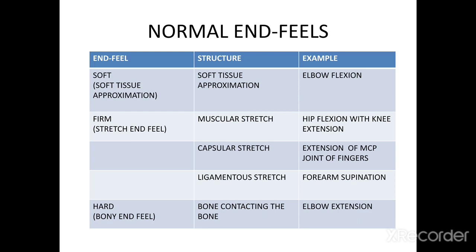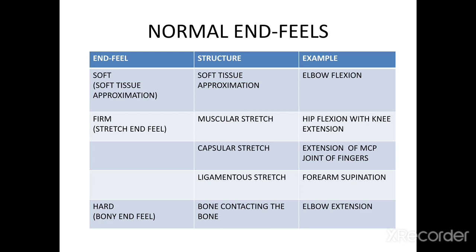The example of the soft end feel is elbow flexion. When you do the elbow flexion, the biceps muscle is getting squeezed, so that will limit the range of motion and the feel would be soft. It is a normal range of motion, so it is termed as normal soft end feel.